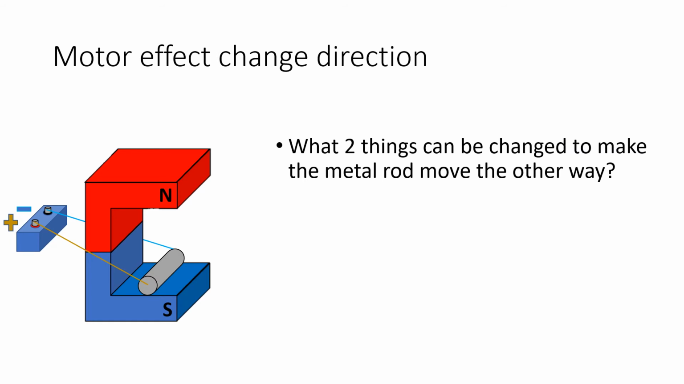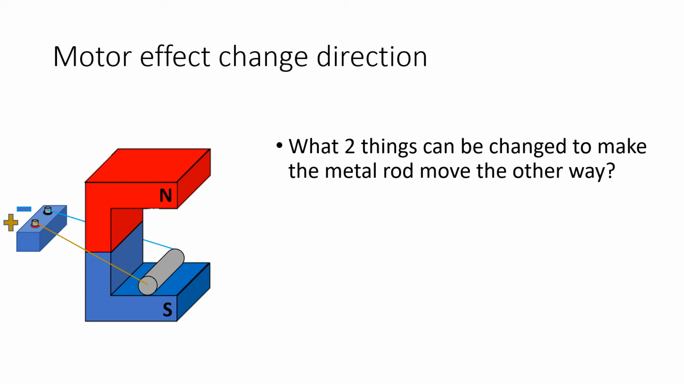The next question is, what two things can be changed to make the metal rod move the other way? We've seen that with the current setup, the metal rod will move to the left. If we wanted it to move to the right, what would have to change? Pause the presentation, spend a maximum of 2 minutes trying to come up with an answer, and when you're ready you can restart.